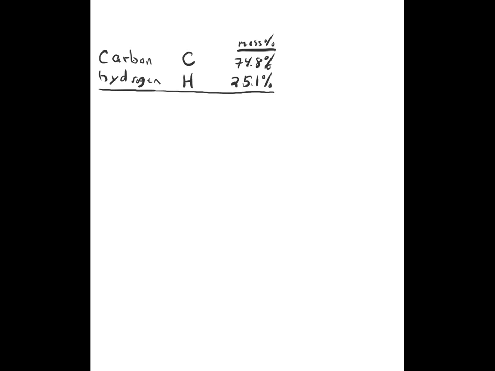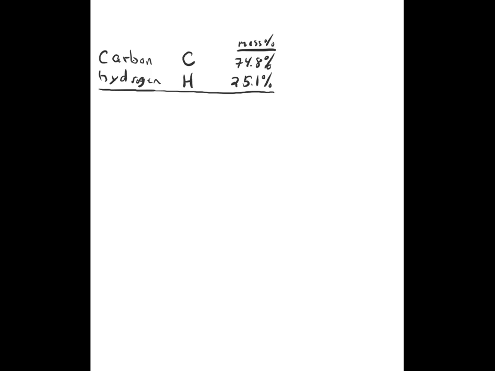Okay, here's one. So this one, the elements given are carbon. So that's element C, right? And it has a mass percent of 74.8. And then you have hydrogen, H, 25.1%. Okay. So same thing, we're going to find the empirical formula of compound X. Okay, so step one, assume that these percentages are grams.